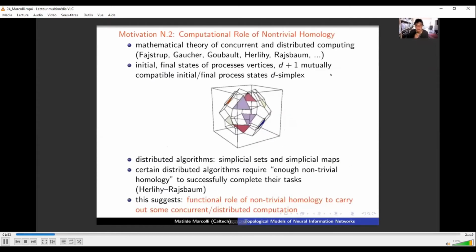A related idea that arises from the theory of concurrent and distributed computing is that when one models certain processes of concurrent and distributed computing through algorithms, this can be modeled by certain simplicial complexes and operations, and these simplicial complexes describe the way that various parts of the process share resources. It's known that there is indeed a functional role for non-trivial homology, and that certain processes can complete their task only if there is enough non-trivial homology in the corresponding complexes. So this suggests a possible application for what this non-trivial homology is doing: it is allowing a certain kind of distributed processing to complete its task.